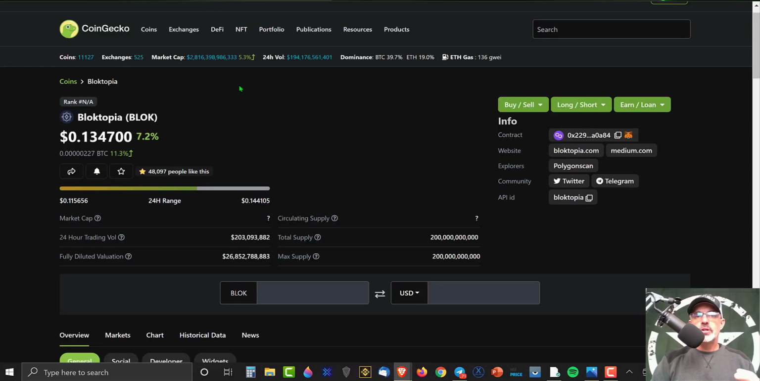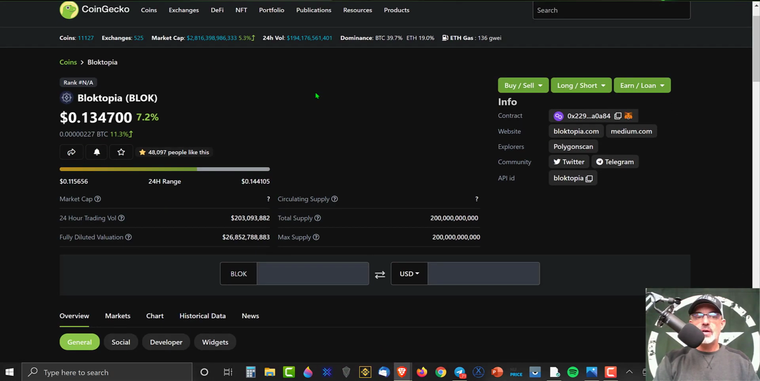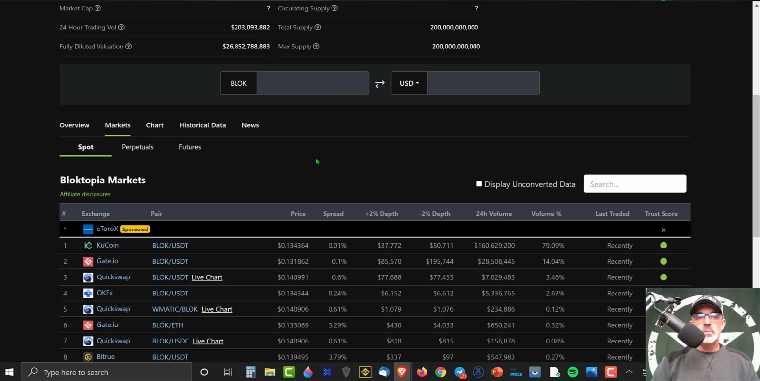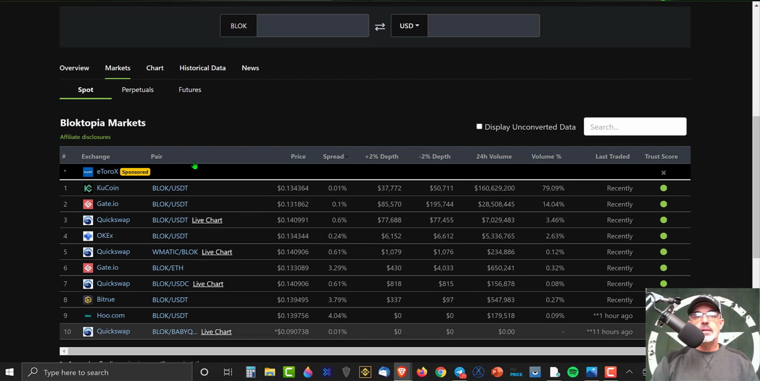Now, if we jump back over here to CoinGecko and scroll down and check what markets this token is actually available on, we can just click on markets, and you can see you can buy the BLOK token on KuCoin, Gate.io, OKX, but what you don't see is Binance or Coinbase. And for me, that can actually be a good sign, as if I can get in before they get listed on Binance or Coinbase, I might be able to take advantage of that pump if or when they get added to either one of those two exchanges.